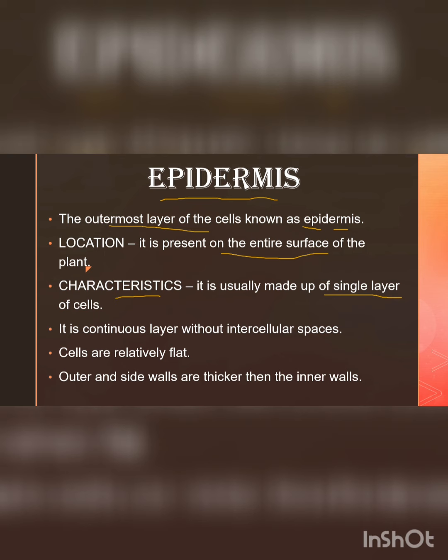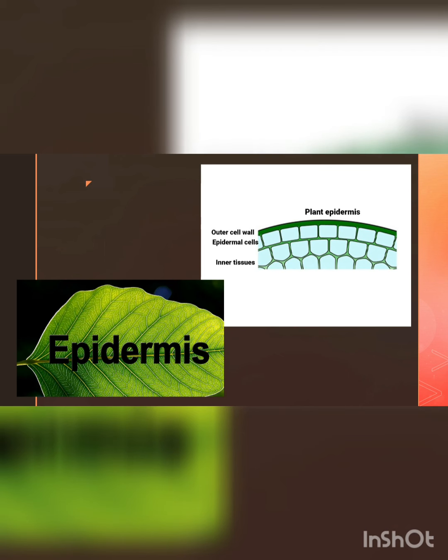Always remember that your epidermis is made up of a single layer, and it is a continuous layer without any intercellular spaces. Okay, and the cells are relatively flat, and the outer and the side walls which you see are thicker than the inner walls. This is a single layer, but the outer wall is a little bit thicker than the inner wall. Why is it so? Here also you see the green portion, it is thick. Then the inner one, you see, is very thin.